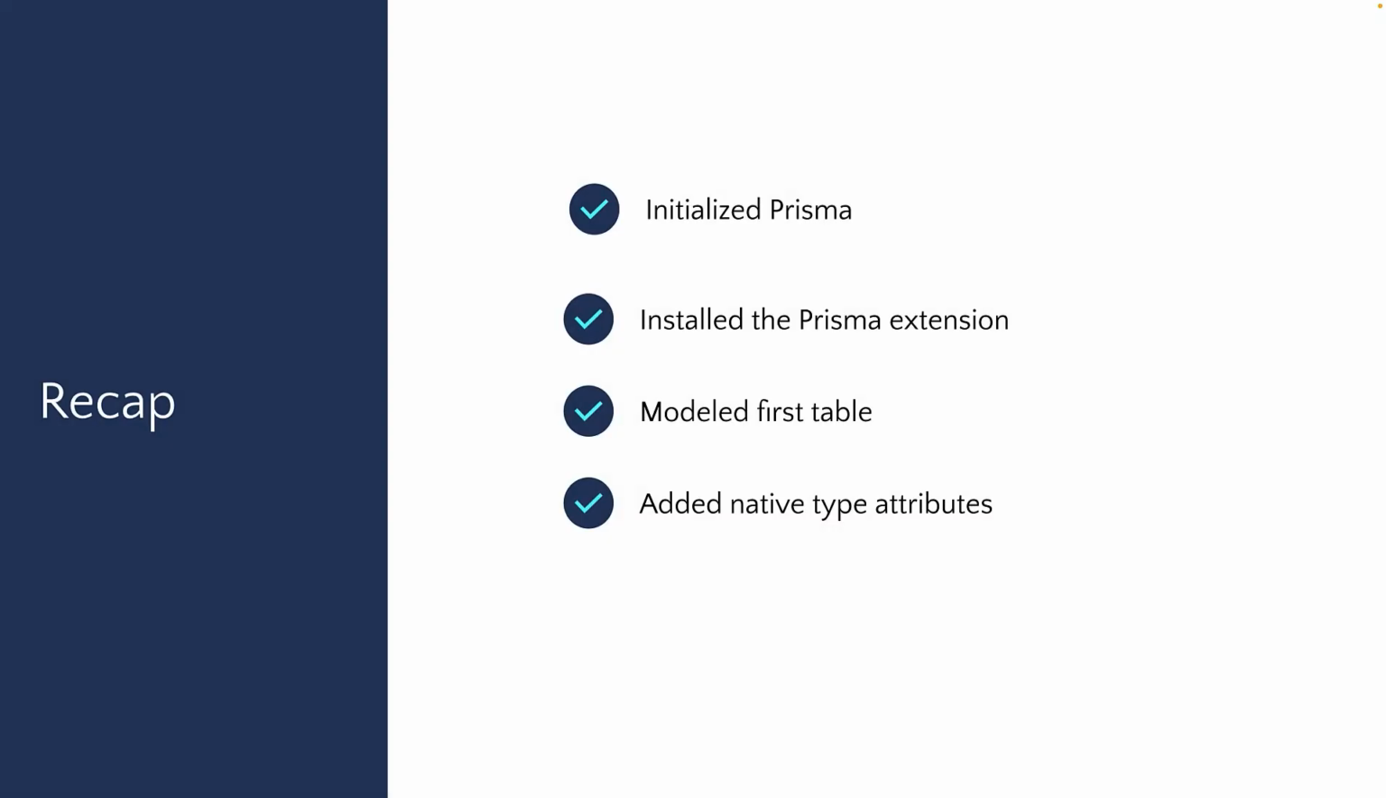So let's recap what we covered in this video. We learned how to initialize Prisma using the npx prisma init command, and then use the data source provider flag to specify our preferred provider. We then took a look at the files that the Prisma CLI created and the different components of the Prisma schema. We then installed the Prisma extension for syntax highlighting, formatting, and auto-completion. And then finally, we modeled our first table in the schema and then enriched it with native type attributes.